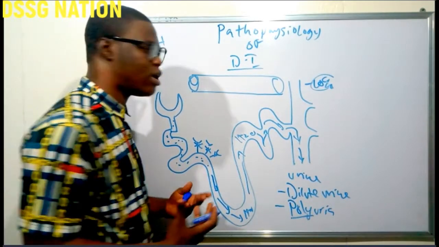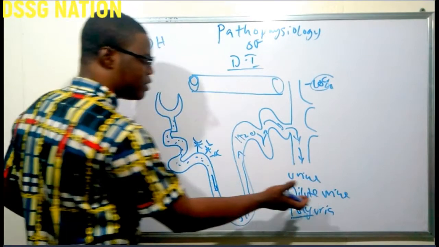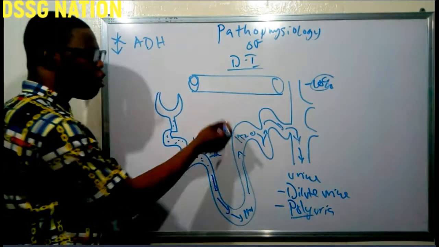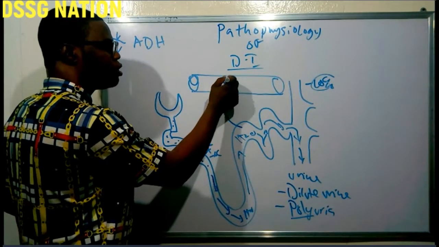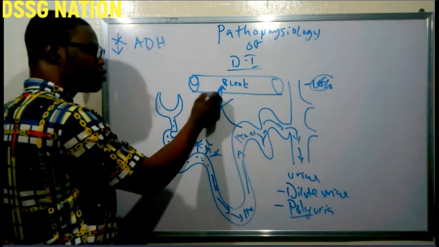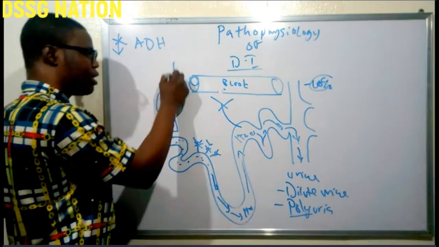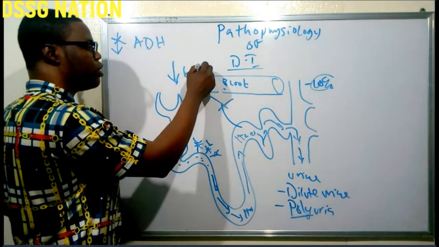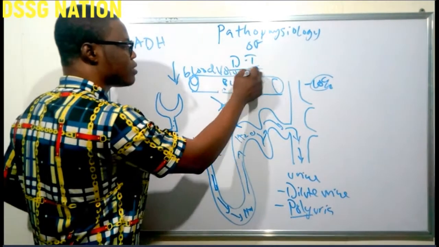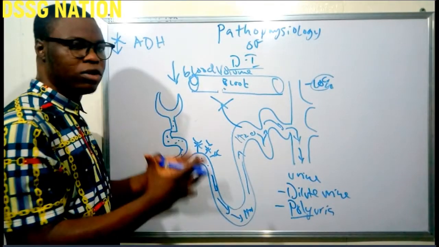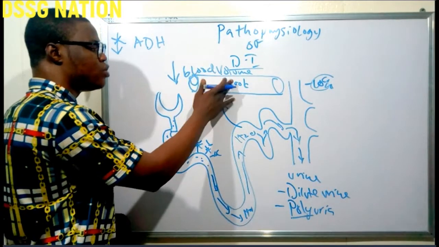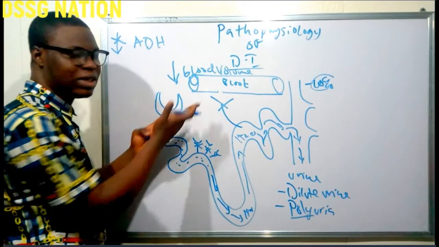And now what is going to happen? Since the person is urinating excessively, water is coming out of the person's body. All this water is supposed to go into the blood. When this water is not going back into the blood, there will be a reduction in the blood volume, because water is one of those things that make up the blood volume. Now, this water is no more in the blood, so there will be reduction in blood volume.